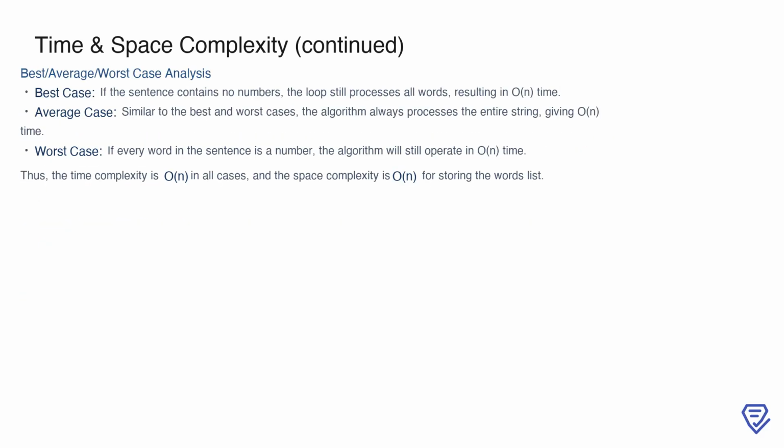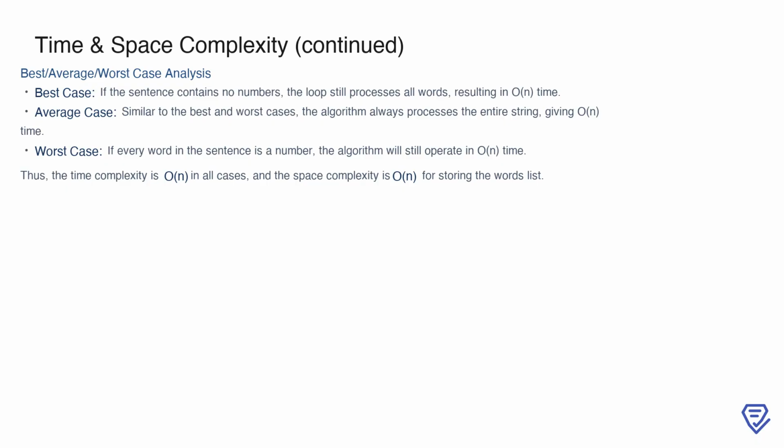Finally, let's consider the best, average, and worst case scenarios for the algorithm. In the best case, if the sentence contains no numbers at all, the algorithm still processes each word in the string, resulting in O(n) time complexity. In the average case, where some words are numbers and others are not, the algorithm still needs to iterate through the entire string, so the time complexity remains O(n). Even in the worst case, where every word in the sentence is a number, the time required to process each character remains proportional to the length of the string, so the time complexity is still O(n).